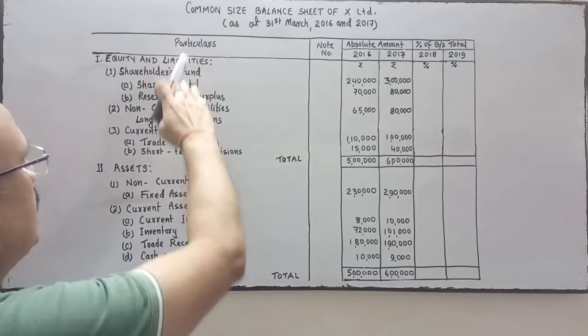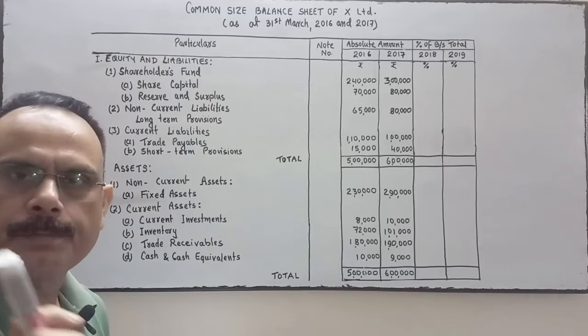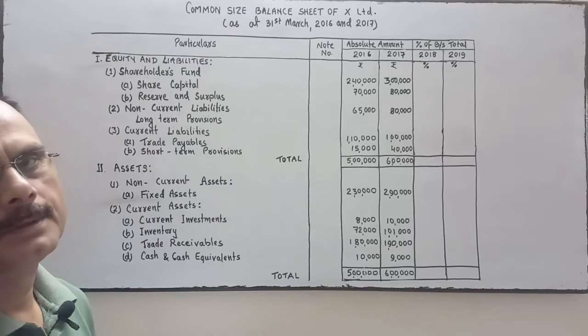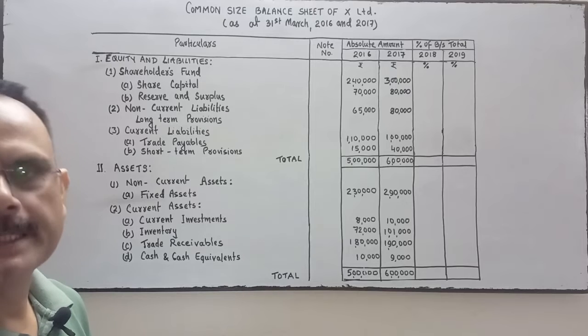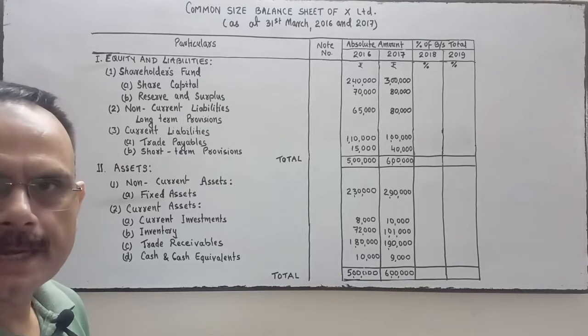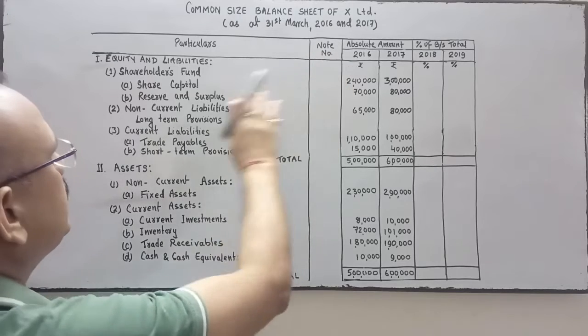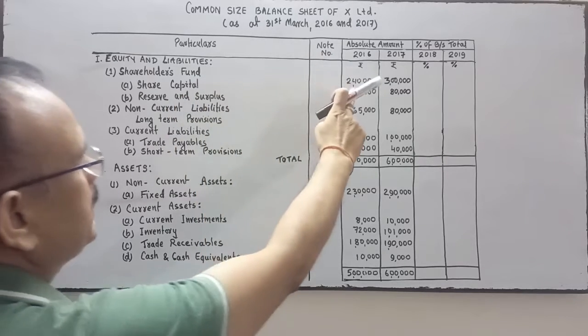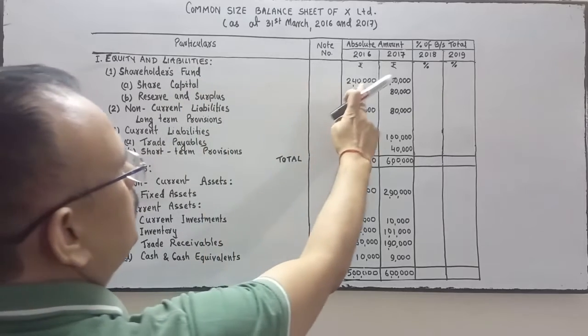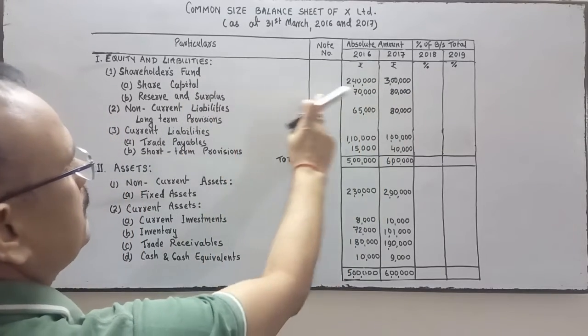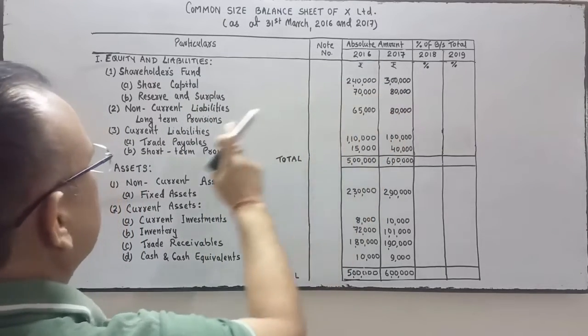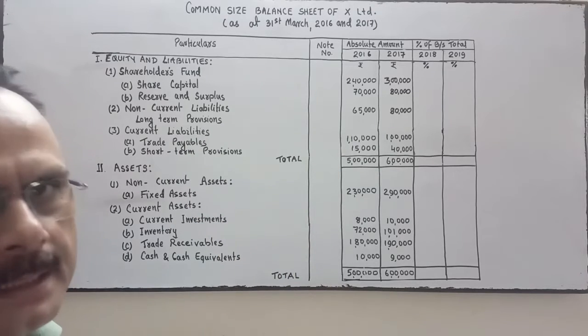You write this as per Schedule 3 Part 1 of the Companies Act 2013, as per the prescribed format for the balance sheet. And here you write the relevant figures: share capital 2 lakh 40, 3 lakhs, reserve and surplus 70, 80, and so on, which is given in the question.